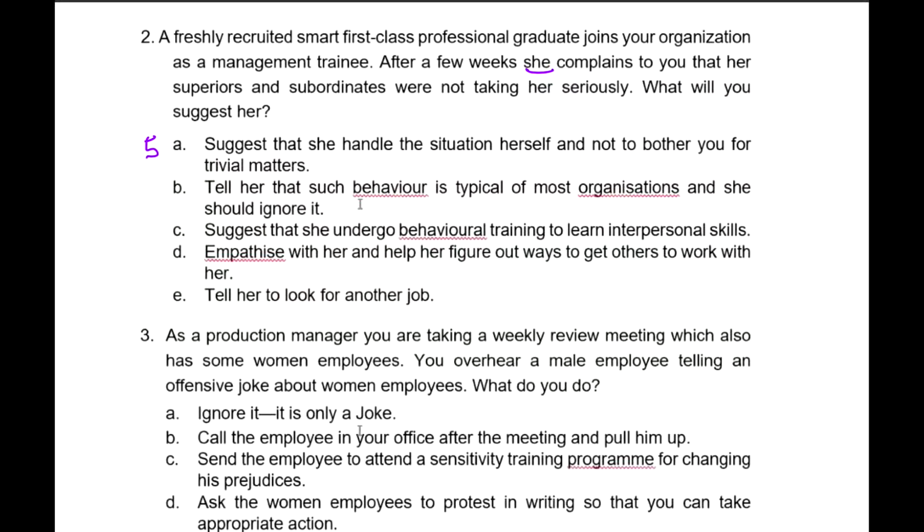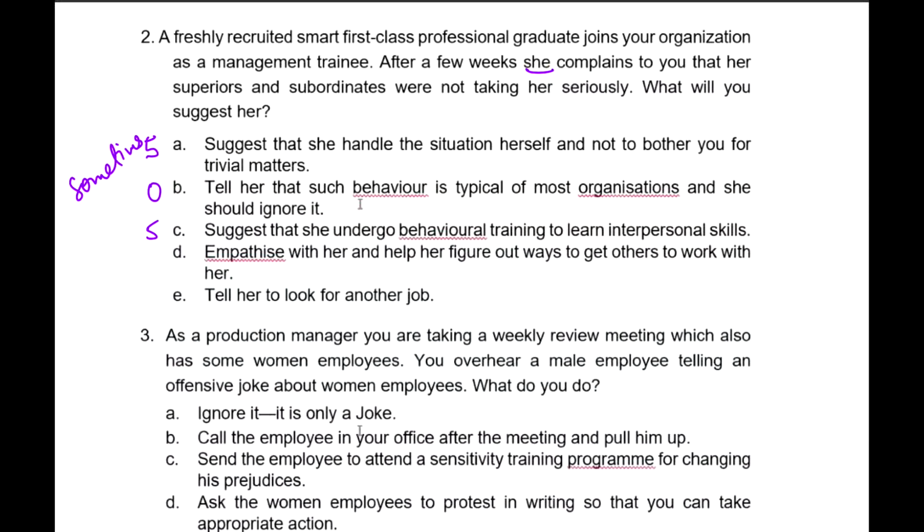Yes, something which is definitely wrong is the second option, which is tell her that such behavior is typical of most organizations and she should ignore it is not at all acceptable. Then the next one again saying that suggest her to go some behavioral training to learn interpersonal skills is sometimes applicable क्योंकि कुछ लोग होते हैं जो छोटी सी बात का भी बहुत इशू बना देते हैं तो मे बी शी इज वन ऑफ देम or sometimes may not be. So again, because of this association of sometimes, we have given it 5 points.